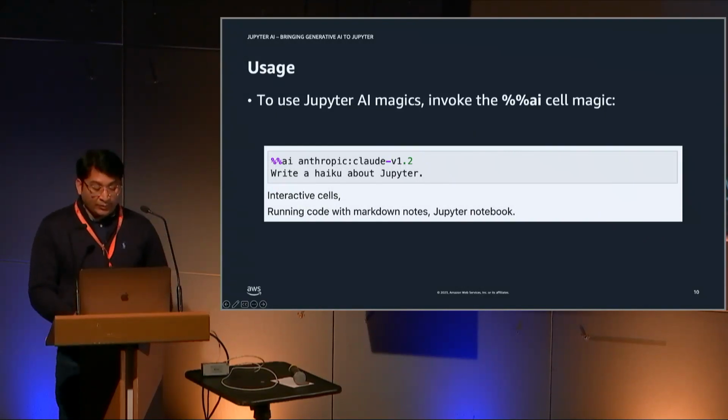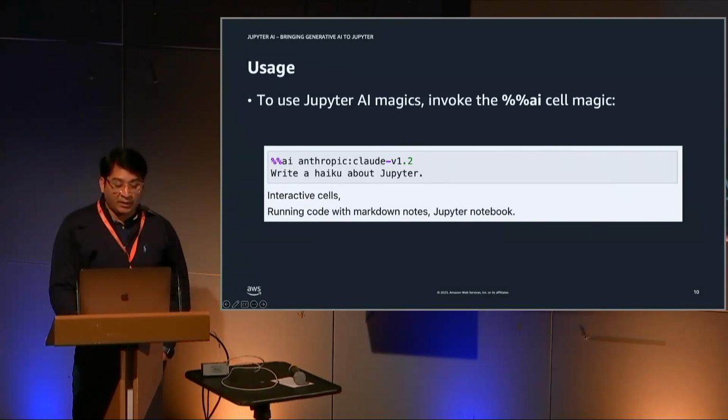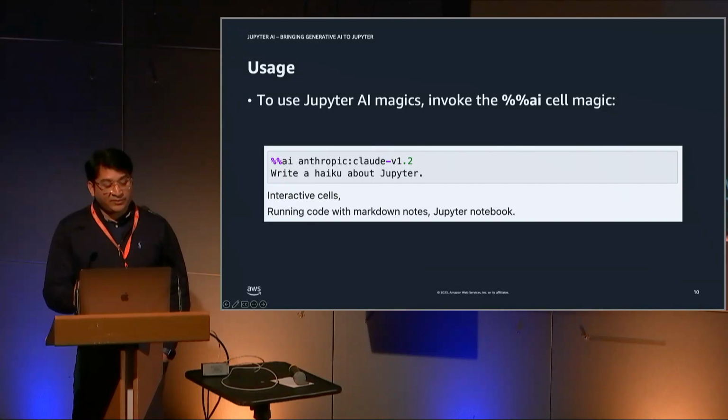How do you use Jupyter AI magics? You will use the %AI cell magic here, and you can specify the provider, which is Anthropic here, colon, and then the model name, and then you can specify your prompt as a new line, and that should call the LLM for the provider that you've specified. You can see an example here. I'm asking to write a haiku about Jupyter, and it came back with that response here.